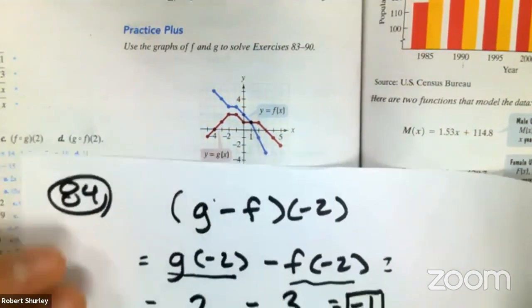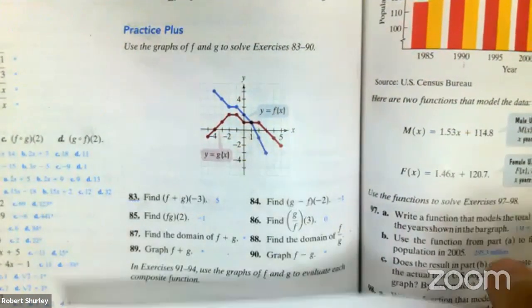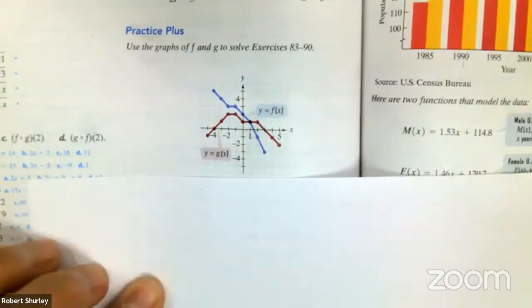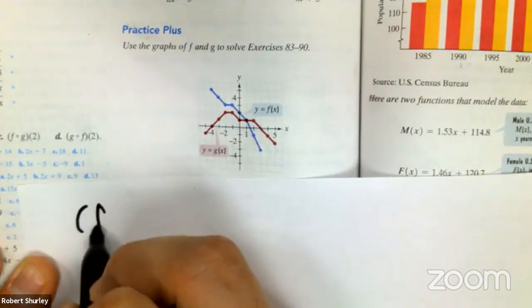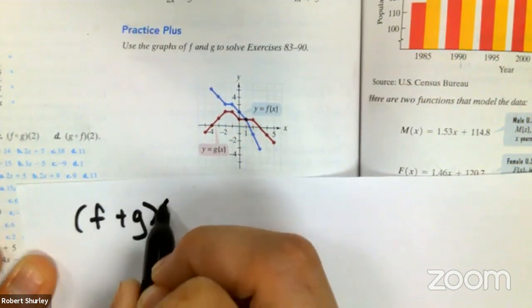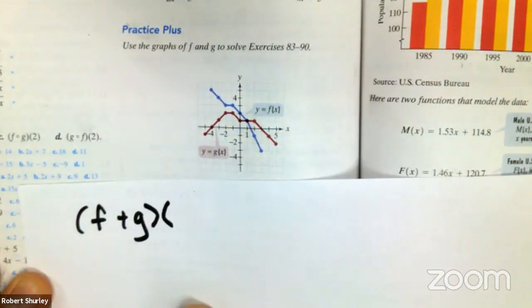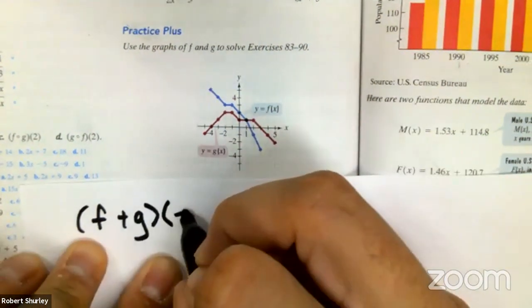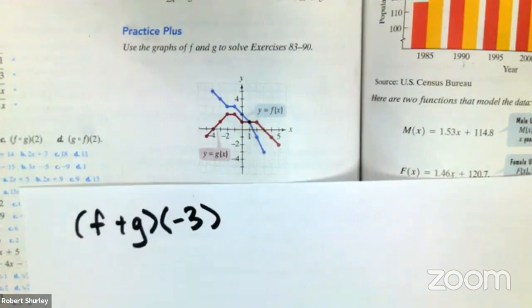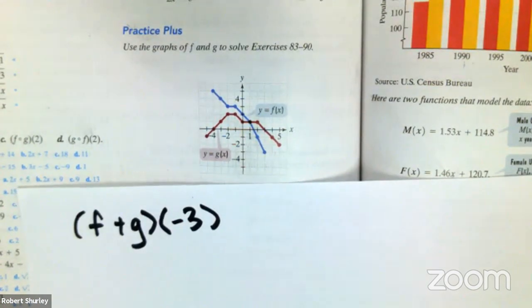So I'm going to use this graph, and I want you to find a different one. It's not in the book per se. I'm going to make it up. I want you to find f plus g of -3. So I want you to try that one, f plus g of -3. So it's an addition. Try that. I'll give you a few seconds to work on it. We'll go over it.